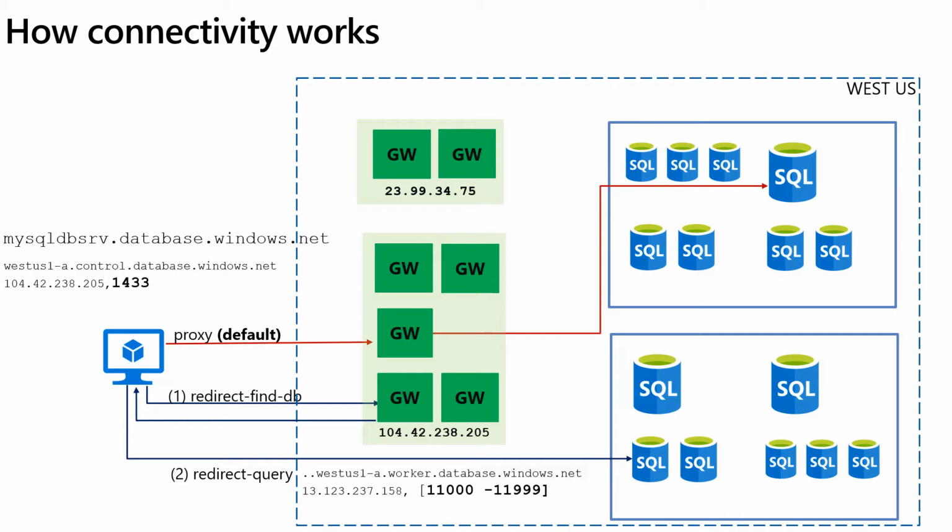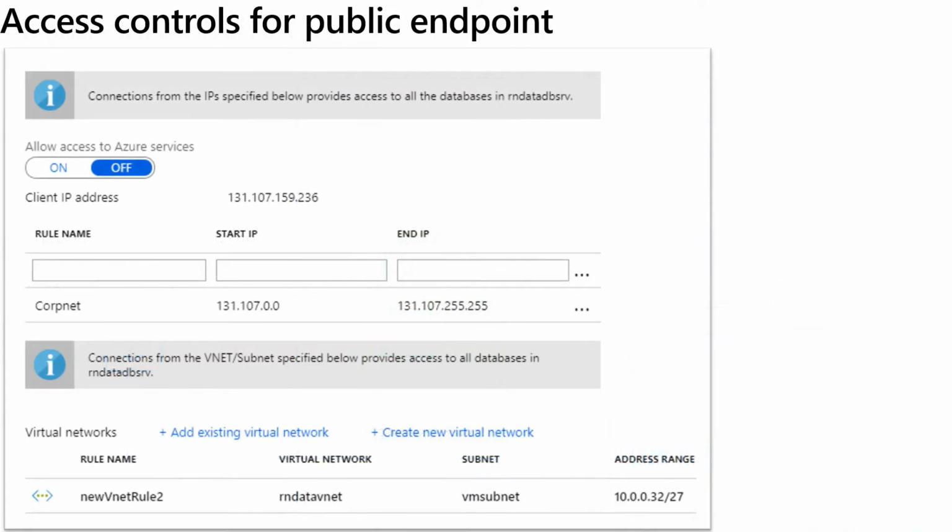Let's now look at how we can control who connects to our database. So when we look at access controls for public connectivity, first, at a very high level, you have this button for allow access to Azure services, on versus off. This typically is a very high level control, and all that means is you allow anybody from inside the Azure boundary to connect to your database. And there are specific use cases where this is useful, like Power BI connecting to SQL DB, for example.